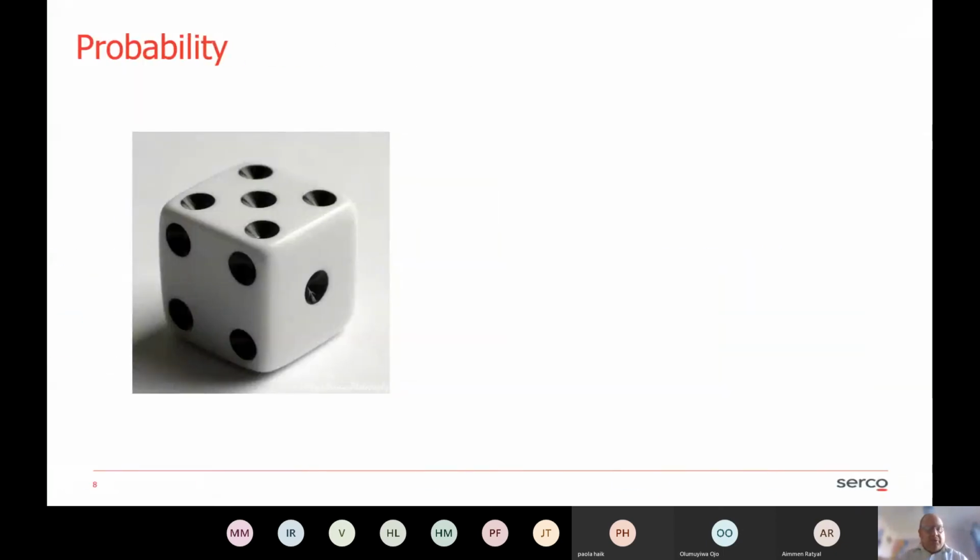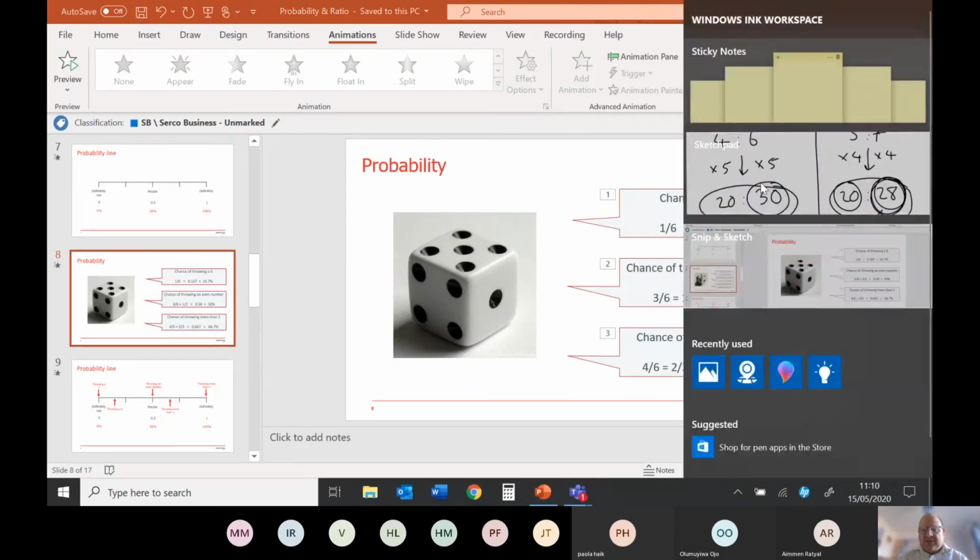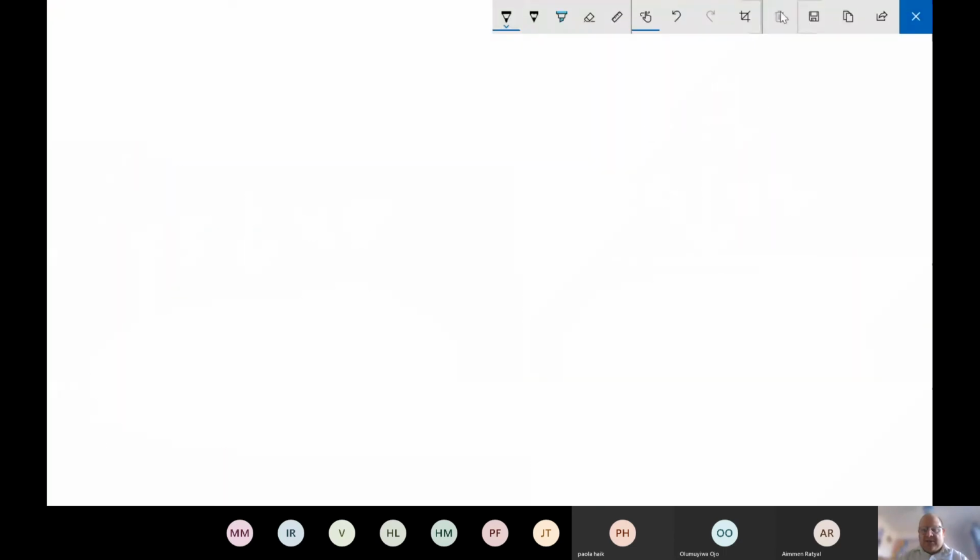So the first thing we're going to look at for probability is rolling a dice. Hopefully you've all come across a dice before and are aware a dice has 6 sides to it. Just like that. So there's a number of things we could do in terms of a dice. First of all, let's look at what's the chance of getting a 6. So we roll the dice, and what's the chance of getting a 6?